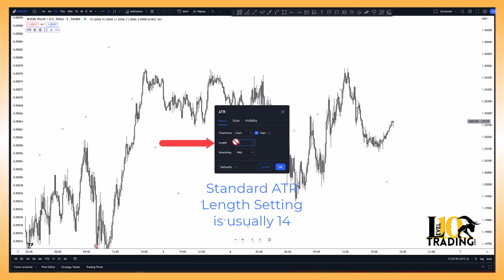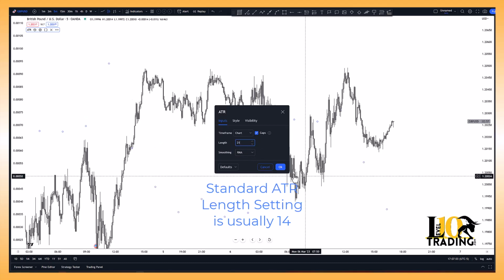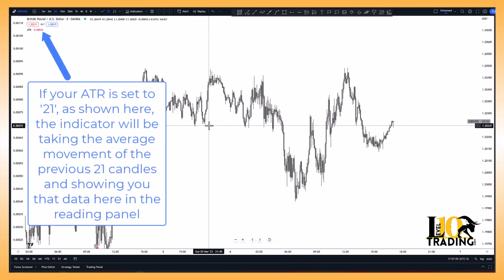And all it's saying is, let's take that back to like 21. All that's saying is how many past candles it is going to take and average together to give you that average pip movement. And again, there can be strategies where it is profitable and good for you to have a longer average or a shorter average. But for most people, for most strategies, anywhere between 14 and say 21, 30, 33, something like that is going to be more than what you need. And you're going to find that that's going to work wonderfully for you.